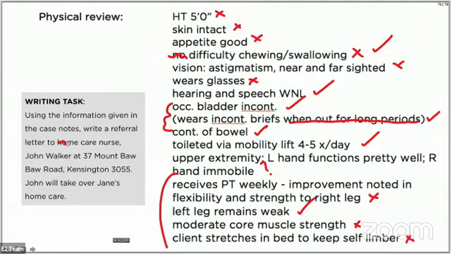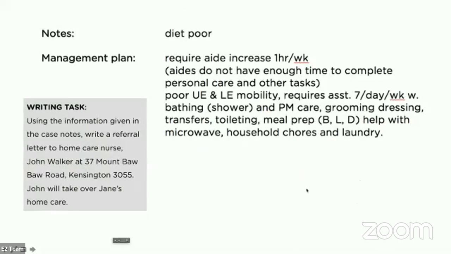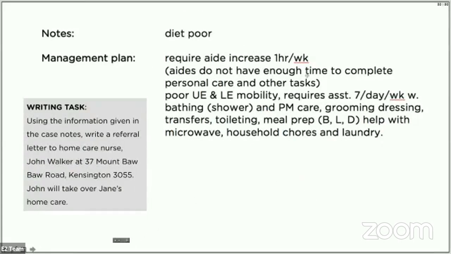If John Walker was not a home care nurse, but if John Walker was in fact a physiotherapist, imagine how much this changes your selection of case notes. Because all of a sudden, all of these case notes that relate to her physical body become extremely relevant. Notes, diet poor. Well, it depends on the management plan. If John's looking after her meals, I guess it might be worth including. Let's just think about that one.